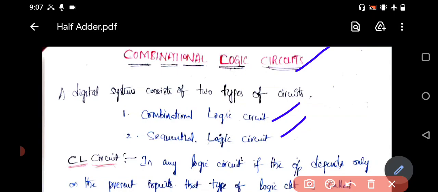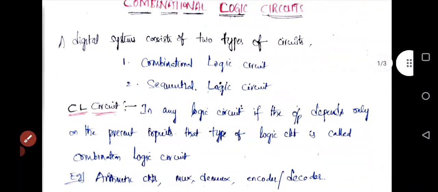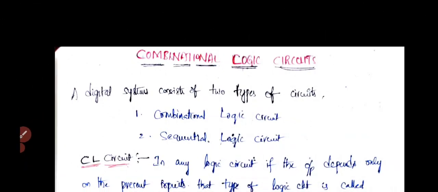Combinational logic circuit means that the output of the system, or the output of the logic circuit, depends only on the present values of the input at that time. That type of logic circuit is generally called a combinational circuit.